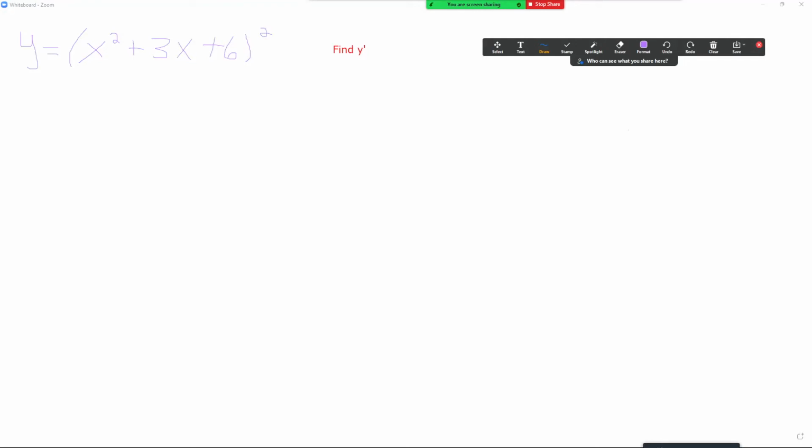Hello, today we're doing an example of the use of chain rule. Let's say we're given a function y, which is x squared plus 3x plus 6, where all this is being squared. Now, how do I know when to use the chain rule? Most times we like to say we have an outside function and an inside function.